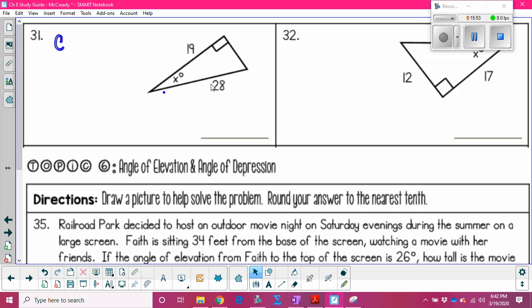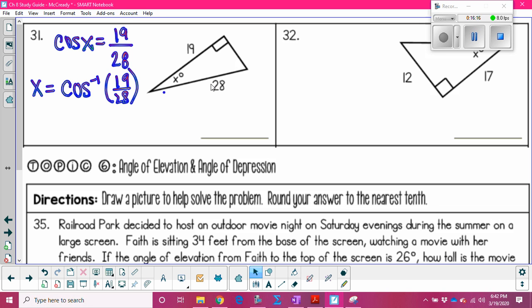So you have the cosine of x equals the adjacent side, which is 19, over 28. Okay, you're going to have to find the angle, so you have to use the inverse of cosine. So x is going to be equal to the inverse of cosine of 19 over 28. If you plug that into your calculator, rounding to the nearest tenth, you get 47.3 degrees. Don't forget the degree mark, because I need to know that you know it is an angle measure.